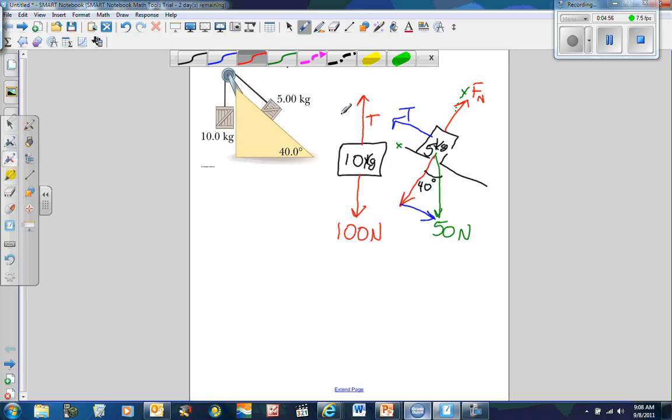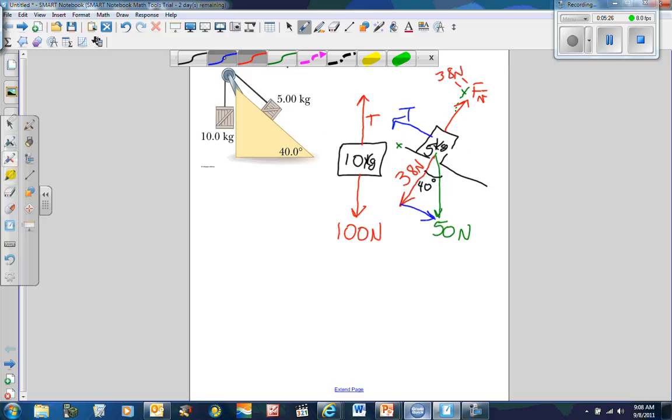And if I do that, that gives me 38. I'll check it with my calculator here. 50 cosine of 40 is 38.3. So again, I'm using two significant figures, so let's put 38 newtons. Well, guess what? That makes the normal force also equal to 38 newtons. This part of gravity and the normal force are usually equal, and so in this case they are.